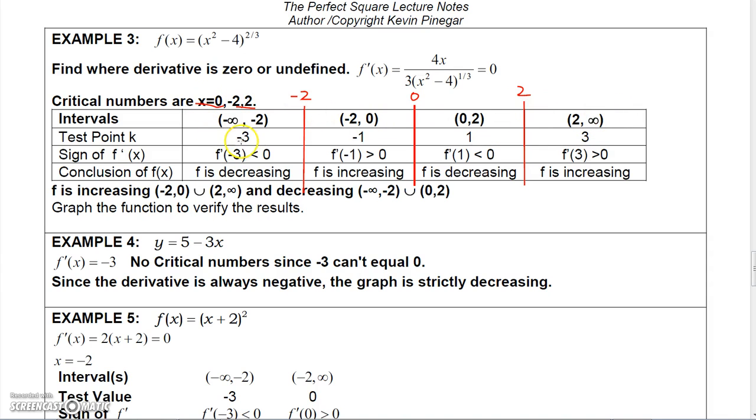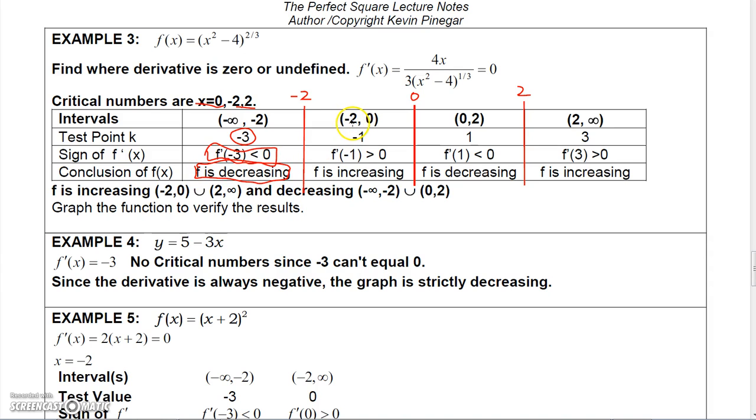Okay, so now let's pick some test numbers in here. So -3 is less than -2, so let's plug -3 into this function. If I plug -3 in, the top's going to be negative, the bottom's going to be, 3 squared is positive, so that's not going to change anything. The bottom's 9 minus 4, which is 5 to the 1/3, that just means the cube root. Well, the cube root of 5 is positive. So I have a negative on top, a positive on bottom, negative divided by positive is negative. So in this interval, the derivative is negative, therefore the function must be decreasing.